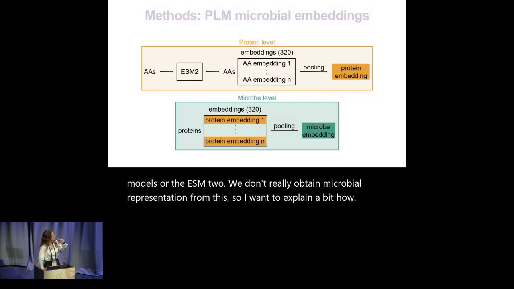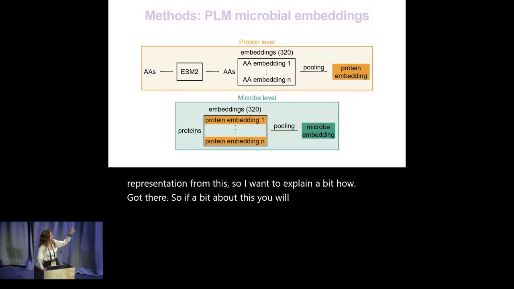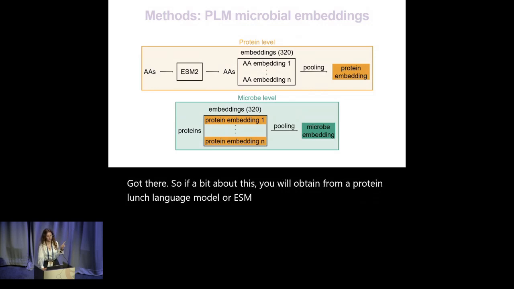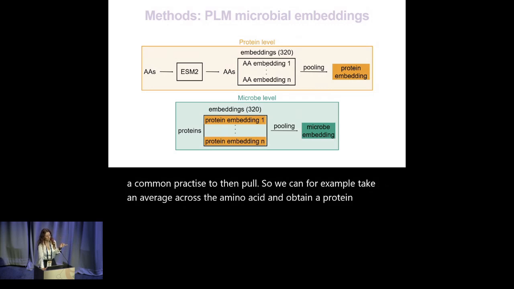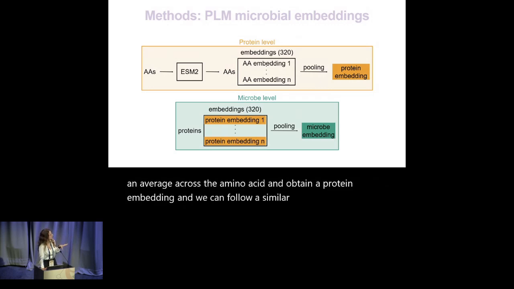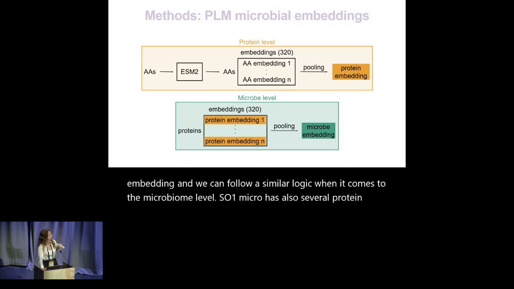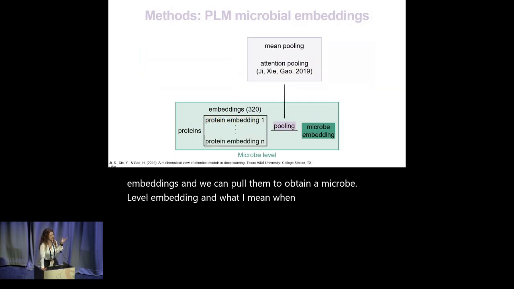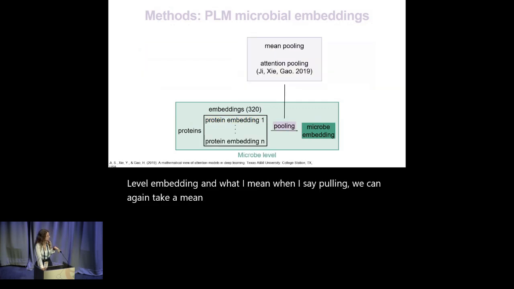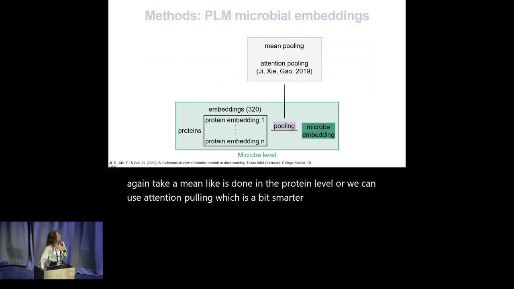So if you know a bit about this, you will obtain from a protein language model like ESM2 amino acid level embeddings, but it is common practice to then pool, so we can, for example, take an average across the amino acids and obtain a protein embedding. And we can follow a similar logic when it comes to the microbe level. So one microbe has also several protein embeddings, and we can pool them to obtain a microbe level embedding. And what I mean when I say pooling, we can again take a mean, like is done at the protein level, or we can use attention pooling, which is a bit of a smarter way to do that.